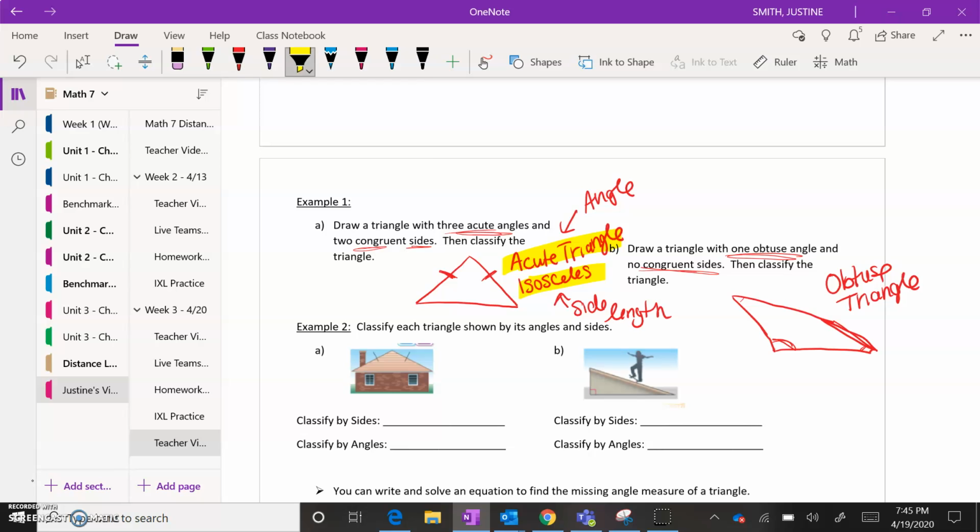Okay, and now they also want the classification by side length. So none of the sides are congruent, so we're going to put no markings on the sides, which means they're all different lengths. And if none of the sides are congruent, it's going to be a scalene triangle. Okay, so again, obtuse would be the classification by angle, and scalene would be the classification by side length.